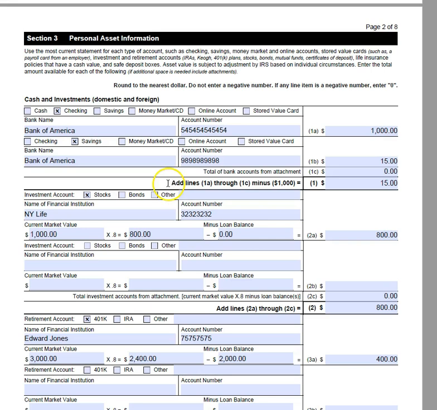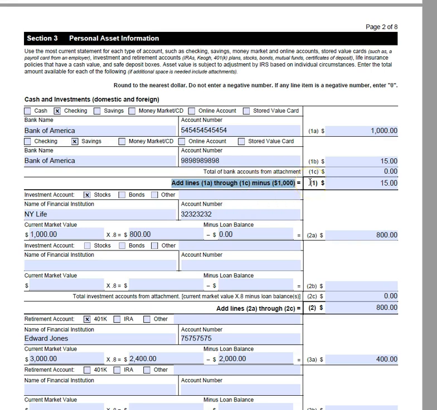However, right here, it tells you to add lines 1A through 1C. And actually, let me back up. 1C is going to be if you have more than 2 bank accounts, you would add an attachment and provide all this information on those and then put that total there.